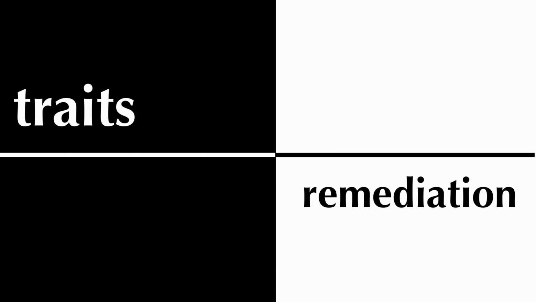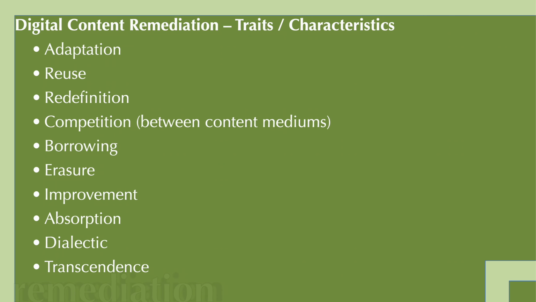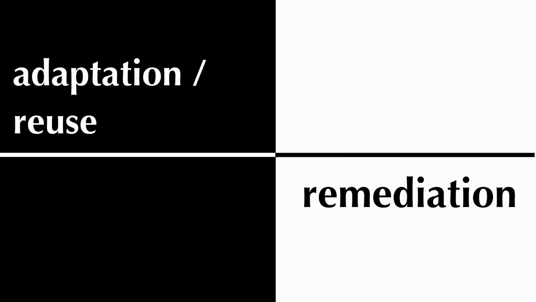I'm going to talk a little bit about traits. There are various traits, characteristics, and uses of remediation. I'll go through them in this order. This video starts with some of them because it's a relatively long list. It looks like there's about 10 topics here, and I don't want to overwhelm you because I know how that can be when you're watching a video. It's much too long, friends. So I'll talk about adaptation, then reuse, redefinition, competition between content mediums, borrowing, erasure, not the band, improvement, absorption, dialectic, and finally transcendence. And isn't that what we all want to get to, friends? Transcendence.